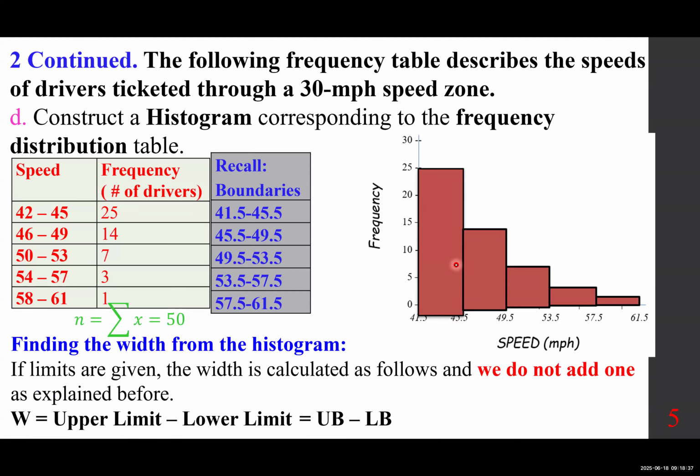Now, what I want to add is this: finding the width from the histogram. If limits are given, the width is calculated as follows, and we do not add 1, as explained before. That's how the digital platform, OpenMath, works. So simply upper boundary minus lower boundary is always the case. Now upper limit minus lower limit from the histogram, you have to go that way. Remember, if you have this, it's 45 minus 42, and then plus 1. But if you happen to have it in this format, it's just the difference between the two.